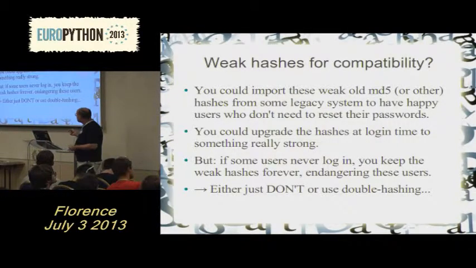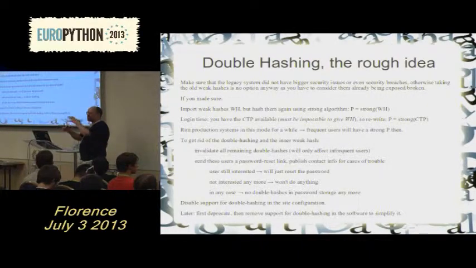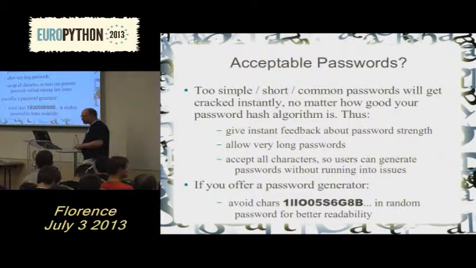If you don't want to globally invalidate, you can also use double hashing. This is too small to read anyway. Maybe look it up in the slides. The idea is, instead of having a weak hash, you just wrap the strong hash around the weak hash, like you do for a clear text password. You wrap around the hash, so you do it with the strong one.